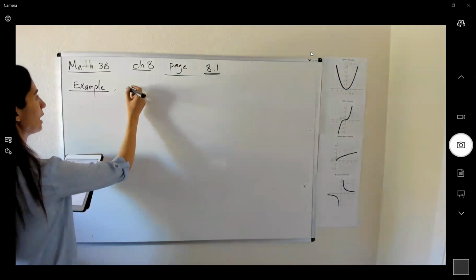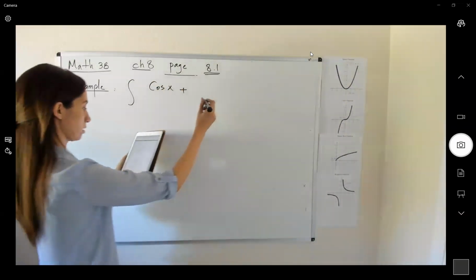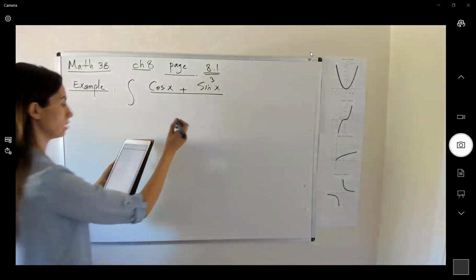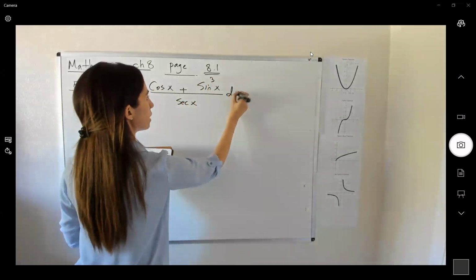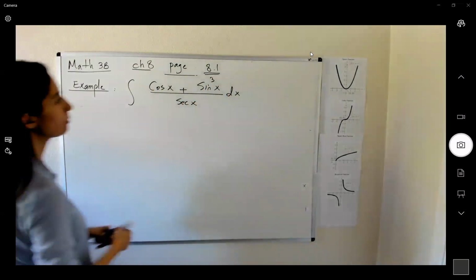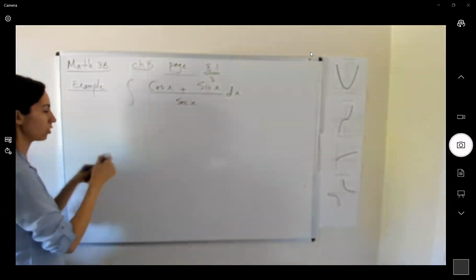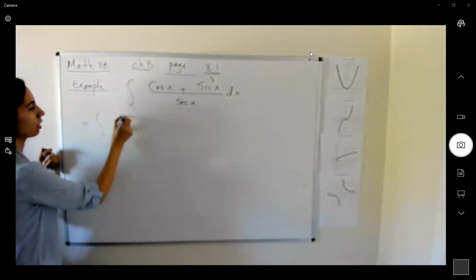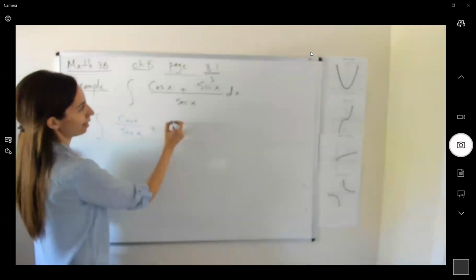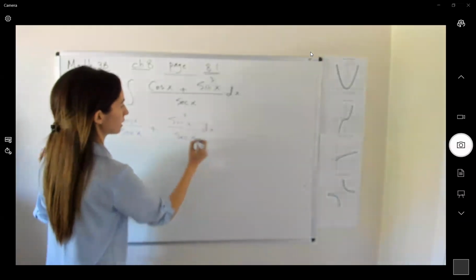So the question says, evaluate the integral of cosine x plus sine cubed x, divided by, let's see, secant x dx. Very well. Let us simplify this integrand inside the integral. This is equal to the integral of cosine x divided by secant x plus sine cubed x divided by secant x dx.